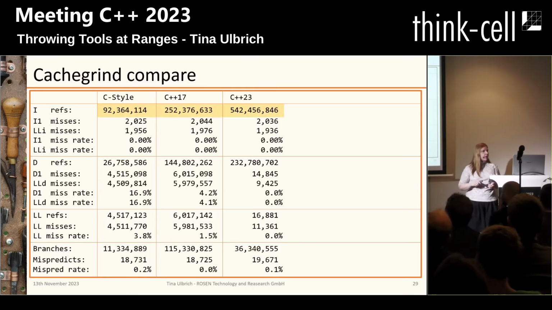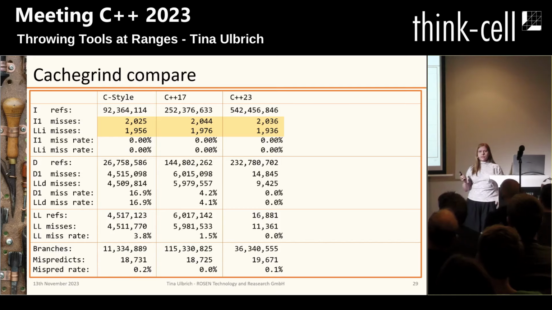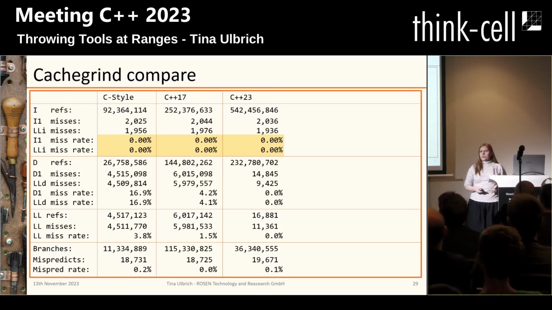So as we can see in the first row, the C style C++ version has the lowest number of overall instructions created, and C++17 is in the middle, and C++23 is actually quite high. What I found interesting is that the total number of misses are the same for all of them, but miss rates are 0 for all of them. So it may not be a problem. Just because you have a lot of instructions doesn't mean you have a problem. If the miss rate is high, then you have a problem.